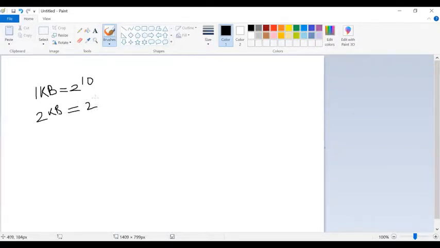In this way, 4 KB means 2 to the power 12, 8 KB means 2 to the power 13, and 16 KB means 2 to the power 14. So always remember this, so that you can calculate any size, whether it's 2 KB or 16 KB or 64 KB, whatever. So 2 to the power 10 equals 1 KB.